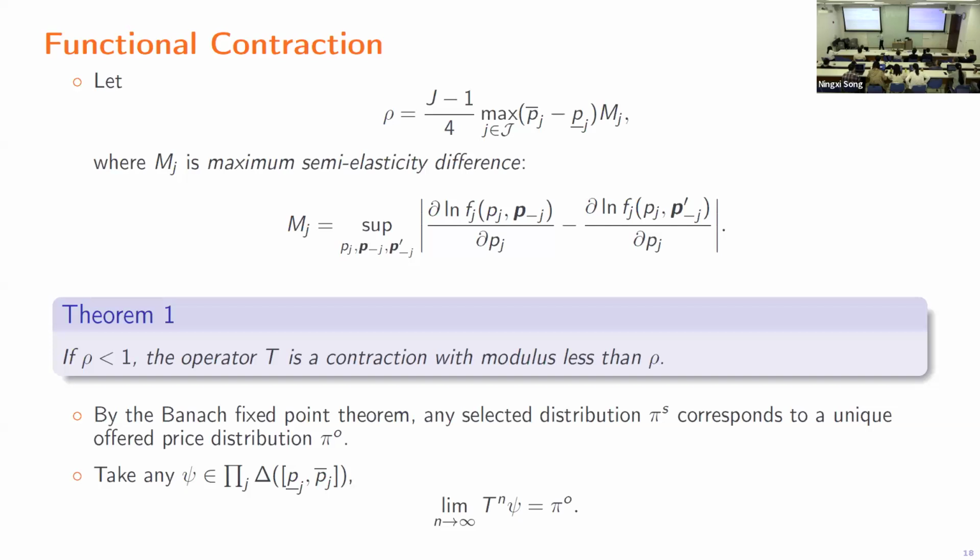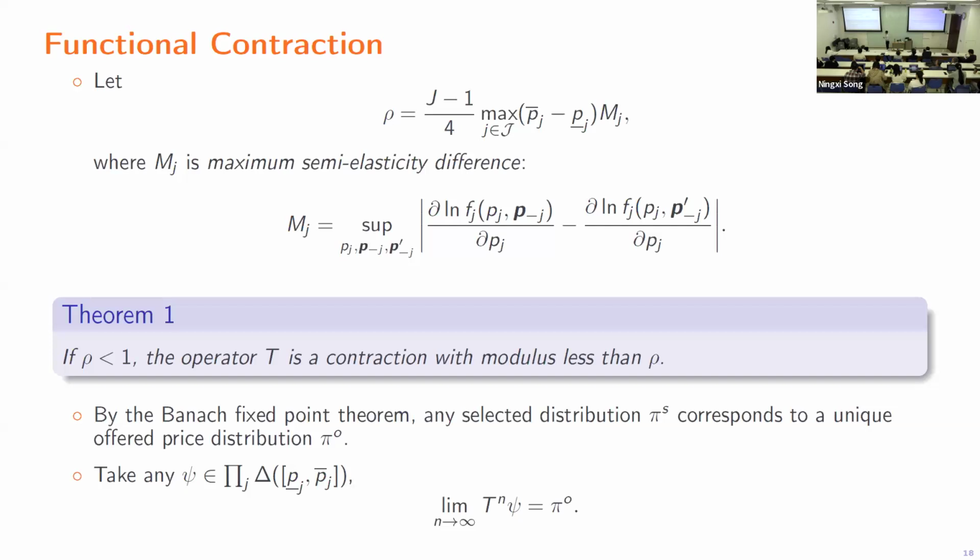And by the Banach fixed point theorem, for any selected price distribution, we get a unique offer price distribution corresponding to that selected price distribution. So we get existence and uniqueness as a bonus. Moreover, more importantly, we have a constructive, explicit approach to recover the offer price distribution. You just give me any conjecture. You can even give me a uniform distribution, and I can iteratively apply this operator on this conjecture, and eventually it will take us to the true offer price distribution.